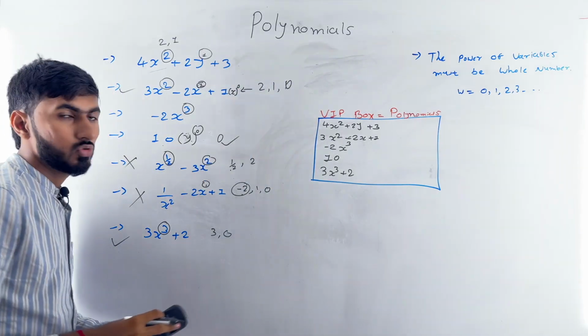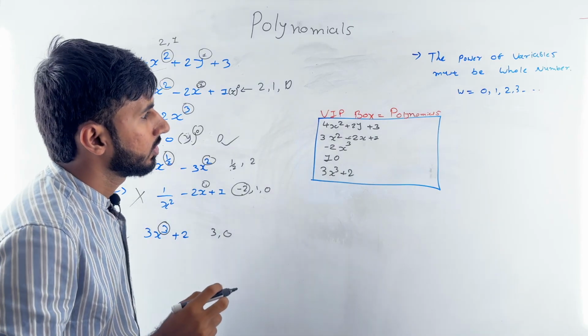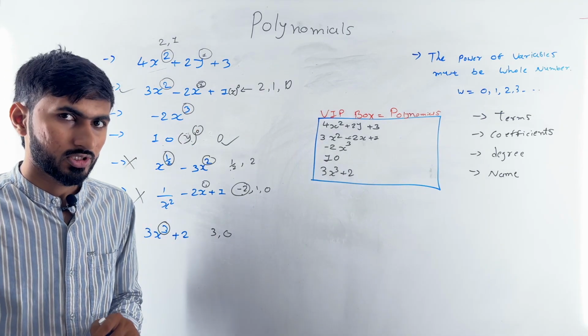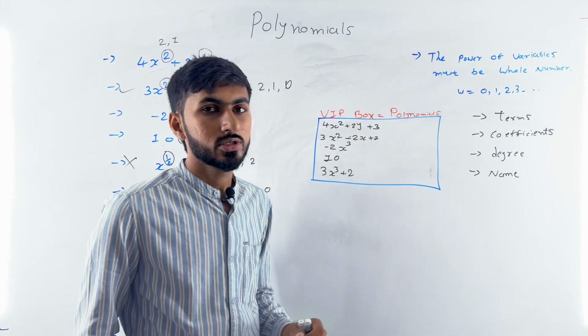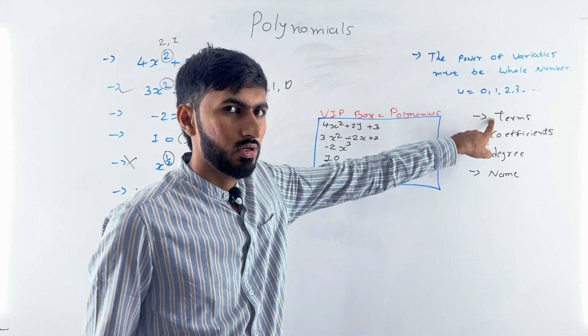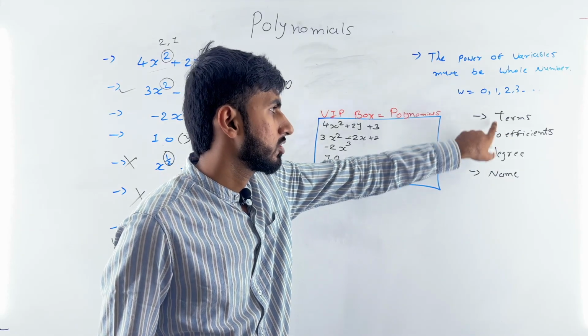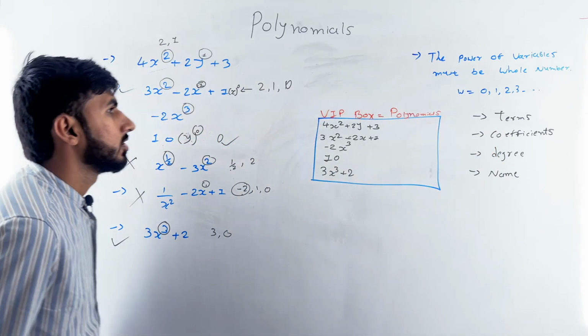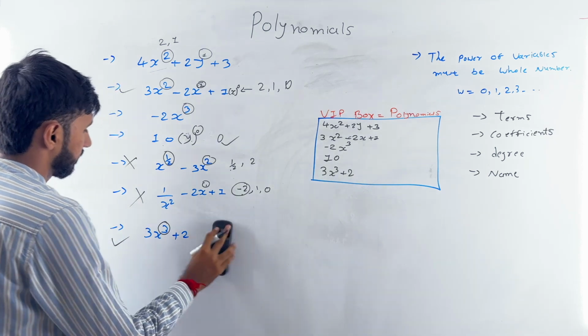Now we will move to the second terminology. Before that, there will be 4 types of questions for polynomials in your exercise 2.1. The first concept you should learn is terms, then coefficient, then degree, and name of the polynomial, right? So we will move to the terms.